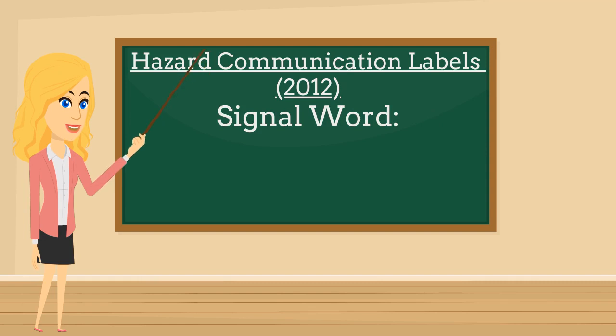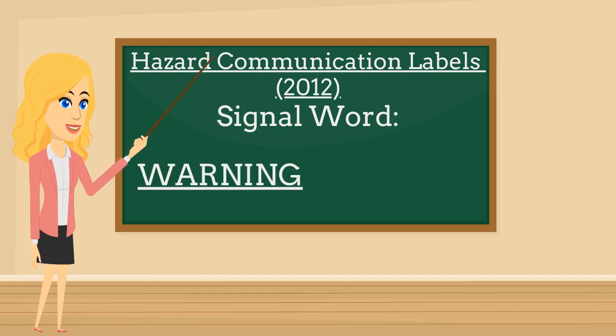Next is the signal word. There are only 2 words used as signal words. These are warning and danger. We use warning for the less severe hazards while danger is used for the more severe. No matter how many hazards a chemical may have, there will be only 1 signal word on the label.